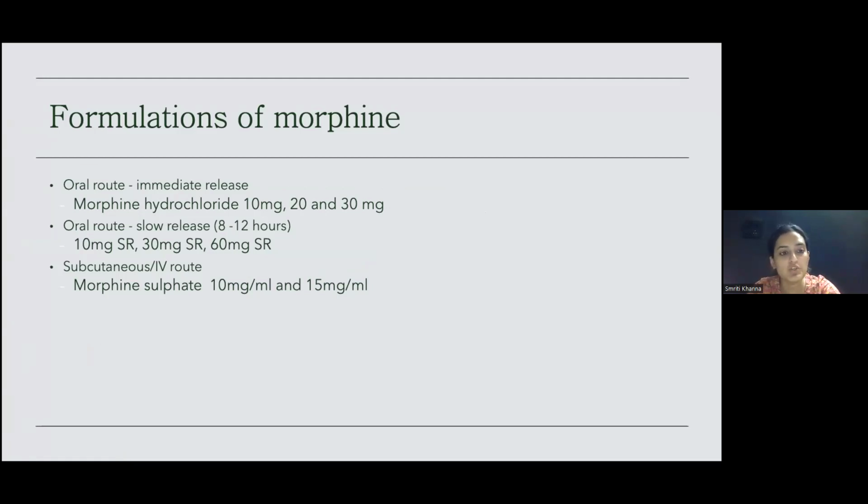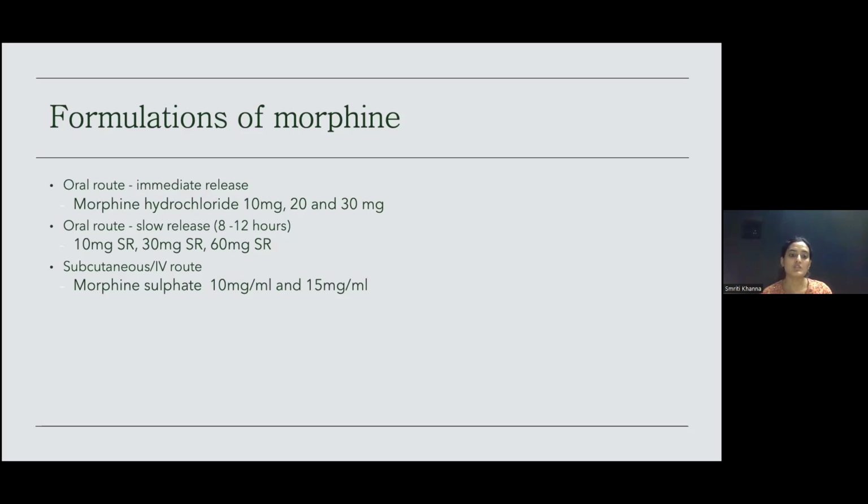Usually a BD dosage is what is given for the slow release formulations. When you start a patient on pain management, you will always start with the immediate release formulation. You will make sure that the patient has stable pain on the immediate release formulation before moving to a slow release. And even with the slow release formulation, the SOS dosage which you will give will be the immediate release formulation. So slow release is available as 10 milligram, 30 milligram, and 60 milligram.